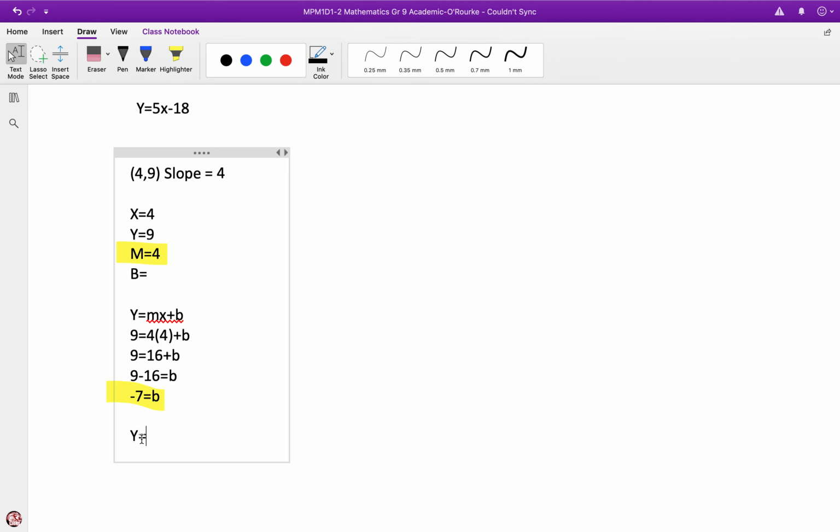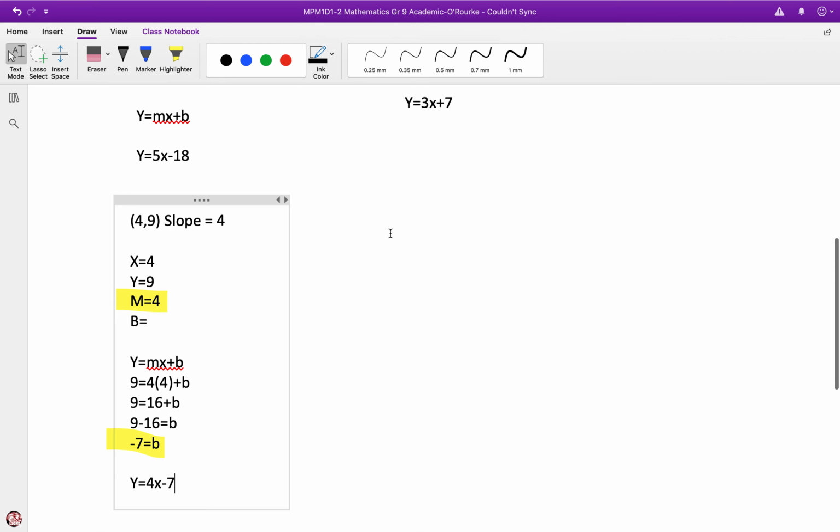So y equals 4x minus 7. Now the one thing I could do to mess you up a little bit is give you a fraction as a slope, but you all know how to multiply fractions. So let's give you the b value and not the m value. Let's go 5 comma 9 is our point.